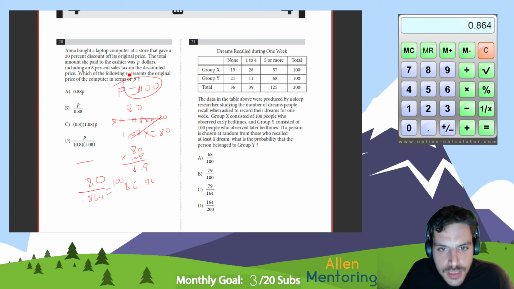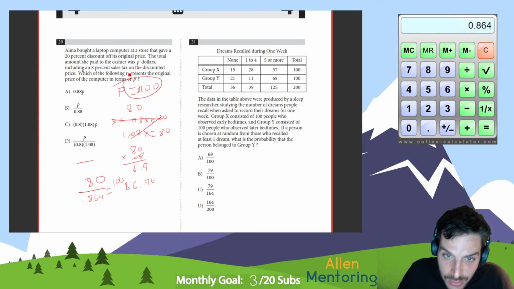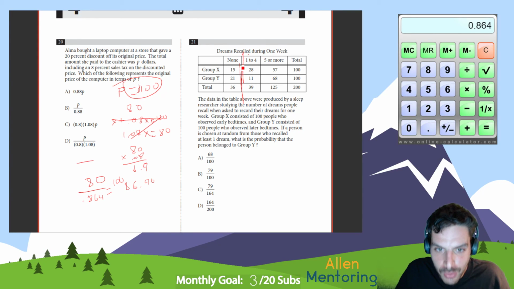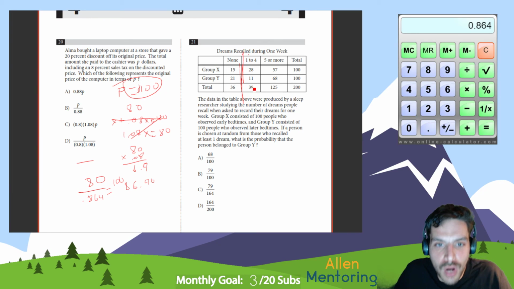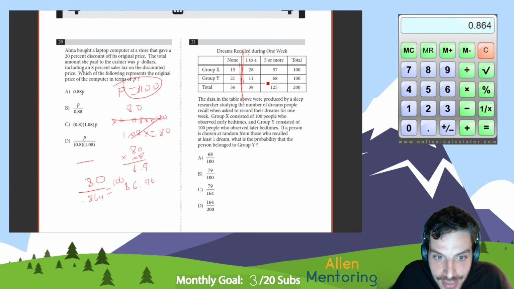So let's see here. If a person was chosen at random from those who recalled at least one dream. Okay, so at least one dream means they'll be on the right side of this. We want to ignore the people that didn't record any. So Group X is 100 people. From those who recall, what is the probability that the person belonged to Group Y? So Group Y, we see, had 79 people in total.